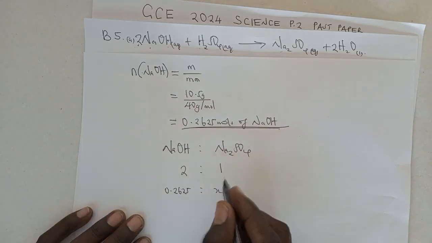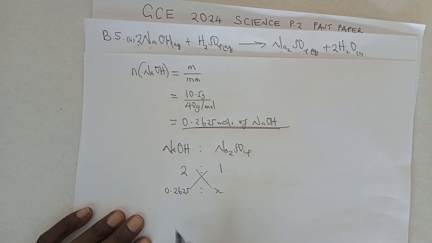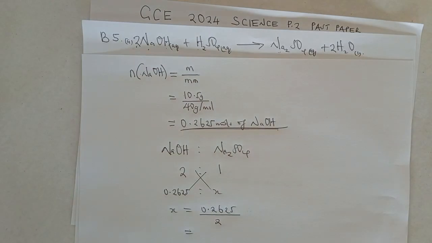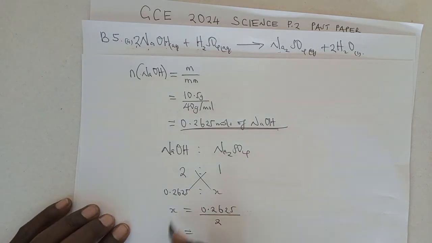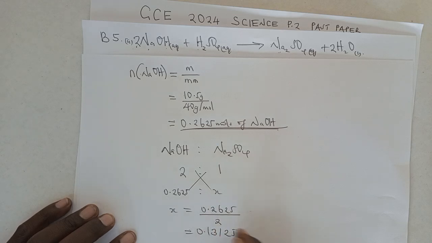So at this point, you are free now to cross multiply, and then you are going to say x is equal to 0.2625 divided by 2. So what are we going to get there divided by 2? It gives us 0.13125. Pick it the way it is, 0.13125 moles of sodium sulfate.